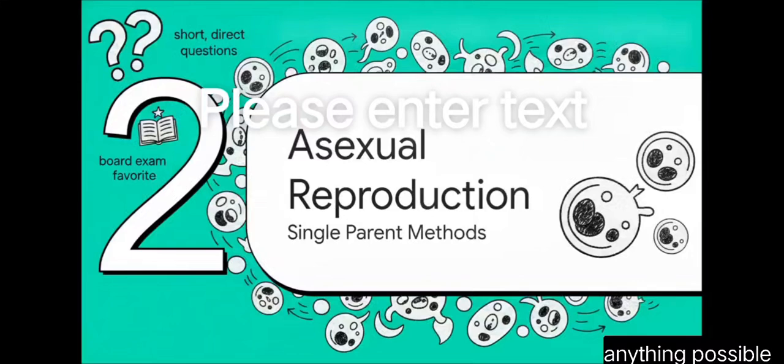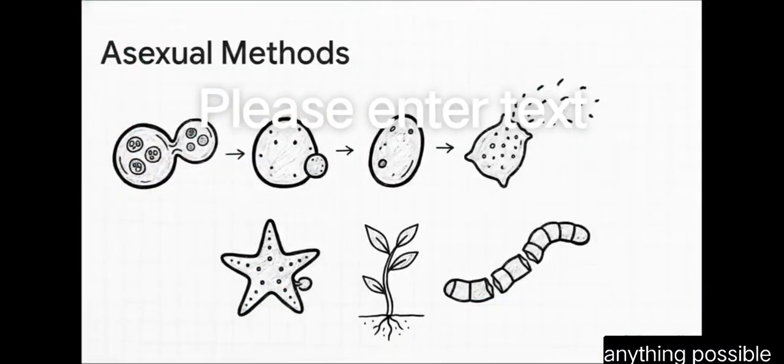Moving right along to Section 2, Asexual Reproduction Types. Okay, whether we're talking about fission, budding, spore formation, regeneration, fragmentation, or vegetative propagation, the golden rule remains exactly the same. Every single one of these involves only a single parent. 0 gametes, meaning no sex cells, are involved here whatsoever.